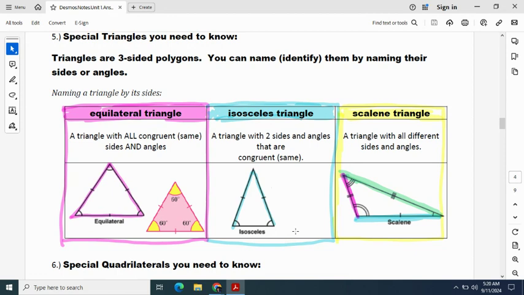Scalene triangle, a triangle with all different sides and angles. So if you notice, you see how this side has the 1 mark, right? This has 2 and this has 3. That means they have all different sides and the angles are also all different. This is a small angle. It's less than 90. It's an acute angle. This is also less than 90, so it's also acute. This is more than 90, so it's an obtuse angle.